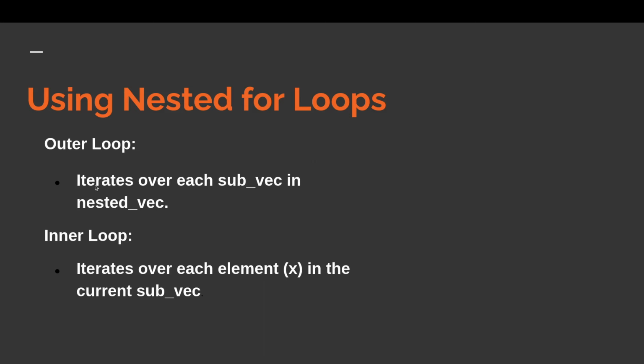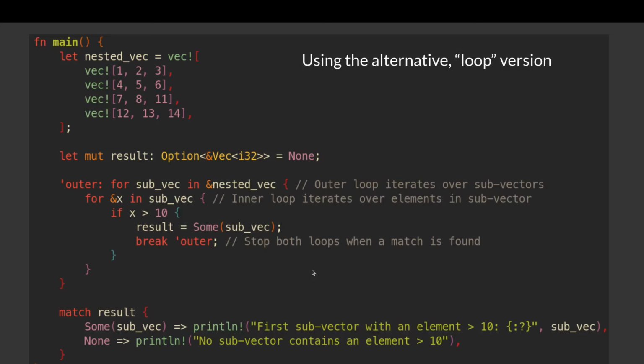So the outer loop iterates over each subvector, and in the inner loop, we iterate over the elements. If we didn't do it the way we've just shown, you'd end up using a loop, and you'd have an outer loop with the single apostrophe there. To me, that doesn't look very neat. You'd get the same result. I'll demo this in a sec.